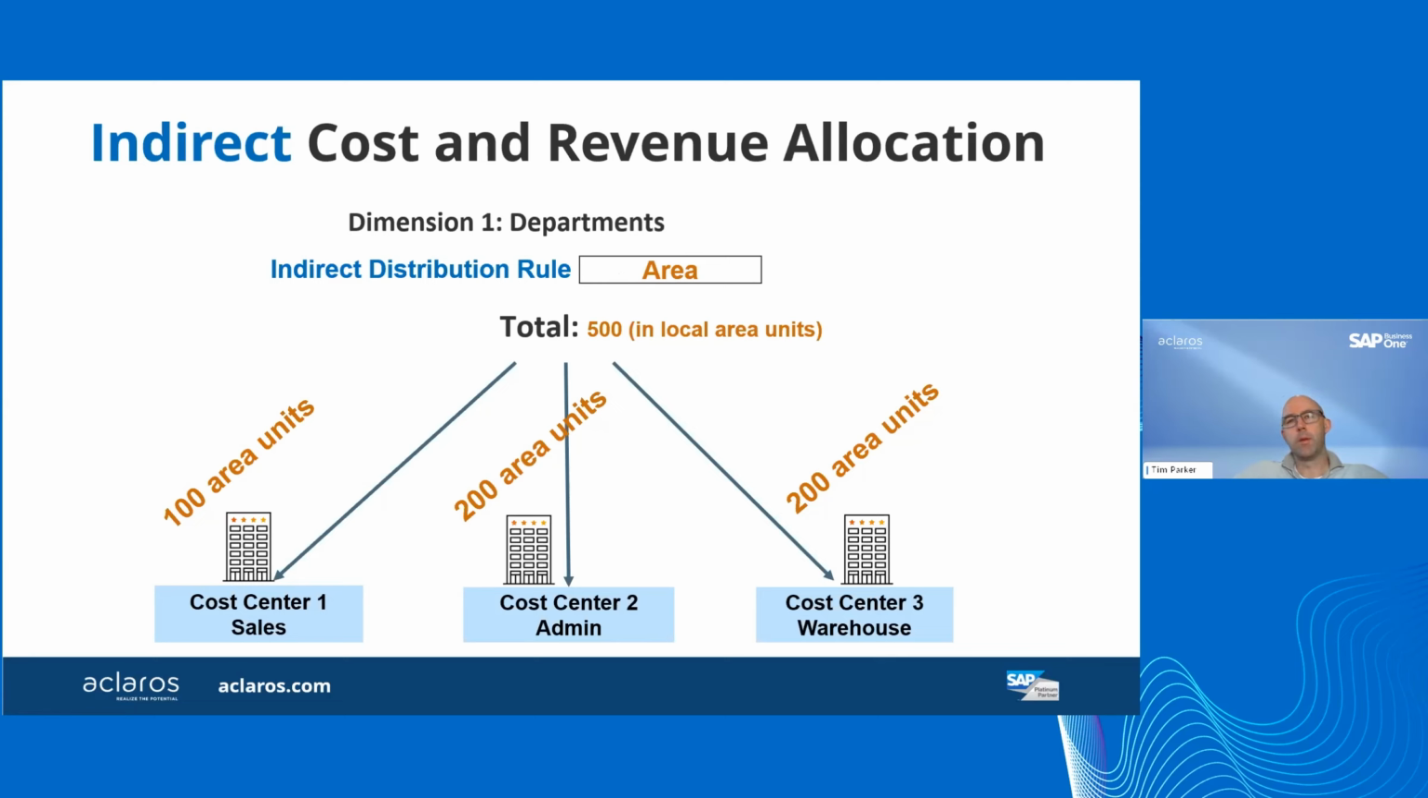Another example might be payroll. You might have a certain number of employees. You could have 500 in total again, and 100 belong to the sales department. And when you allocate a payroll cost, you could use a distribution rule like that, and it will allocate a certain portion based on number of employees. So there are different ways that you can do it, and it's all tailor-made to your organization.